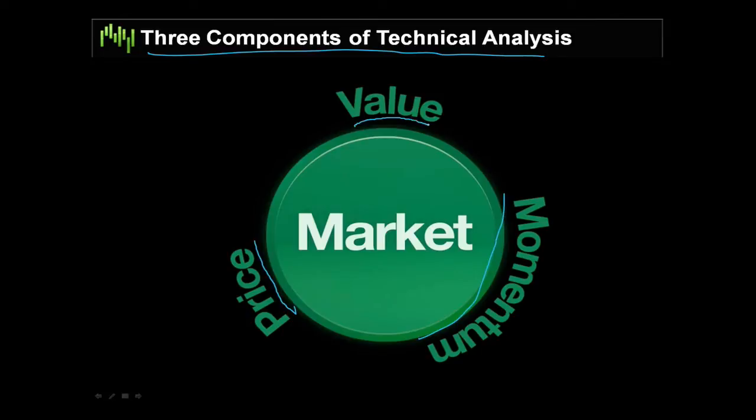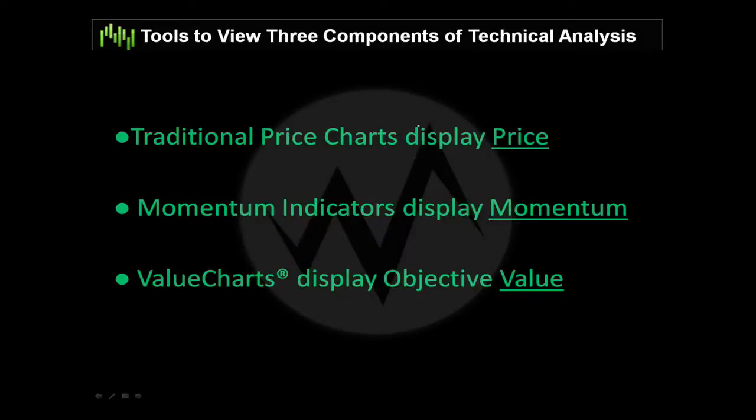and value. Now, traditionally speaking, you use price charts, which is just your typical open, high, low, close, or candlestick, to display the price component of the market. And then historically, people will be using moving averages or MACDs or a stochastic, or what I'll be using tonight is MQ momentum.